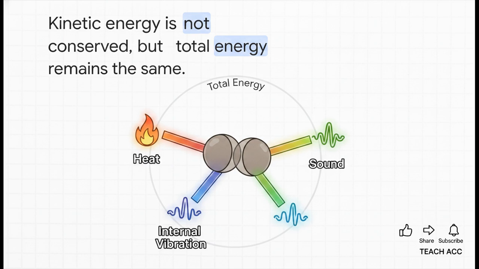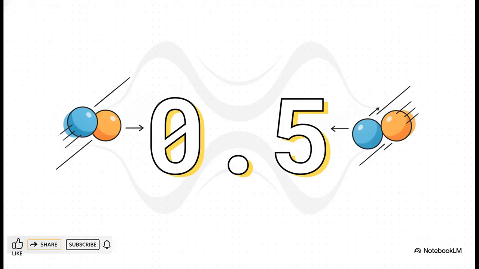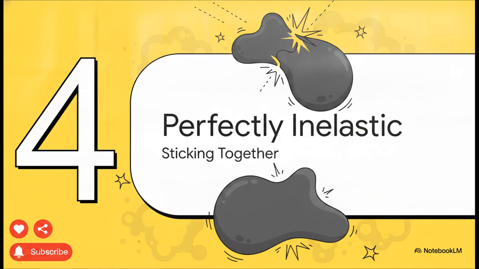But wait, remember our universal rule? Total energy is always conserved. So that lost kinetic energy hasn't just magically vanished, it has transformed. It turns into other forms of energy, specifically heat, sound, or internal vibrational energy within the objects. Even at the subatomic level, lost energy might go into ionizing an atom instead of making heat. Because the objects don't push away from each other with the exact same vigor they had when they approached, their velocity of separation is less than their velocity of approach. Therefore, for almost all real-world inelastic collisions, the coefficient of restitution, E, sits somewhere greater than 0 but less than 1.